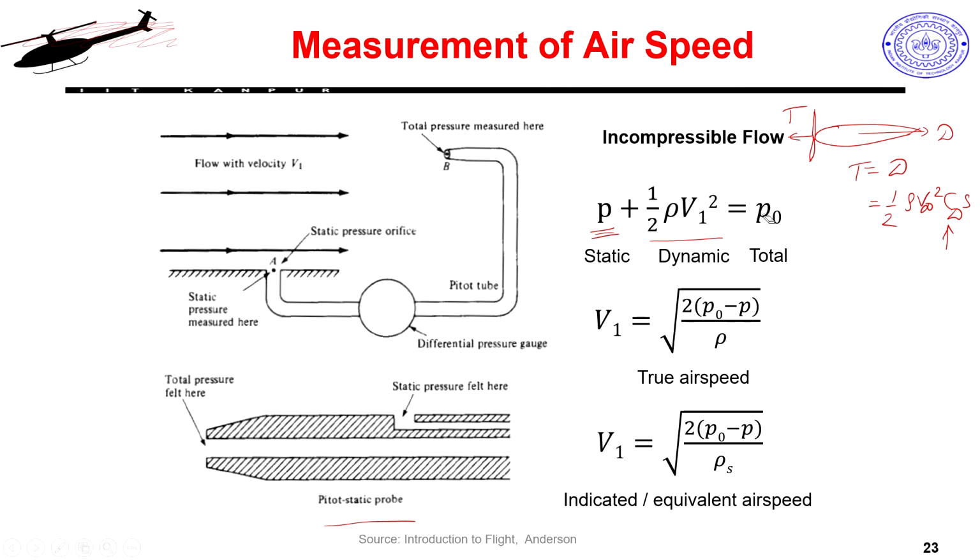Okay. So, with this I now have this information and this information measured separately. So, I simply use this equation and I can write this as half rho V 1 square equals P naught minus P.